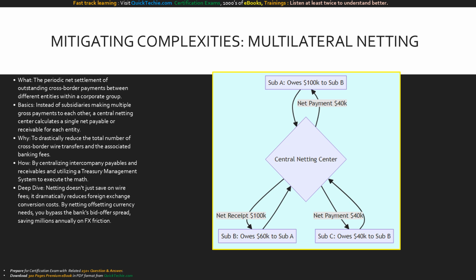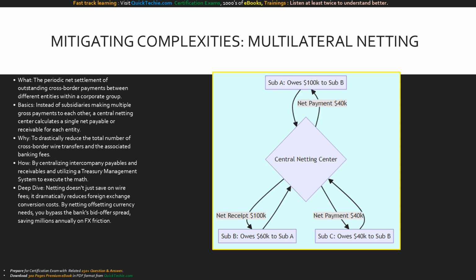For our deep dive, let's look beyond just wire fees. Netting is a massive foreign exchange cost saver. If subsidiary A owes euros and subsidiary B is receiving euros, the netting center mathematically offsets these positions. You no longer have to go to the bank to buy and sell those euros, meaning you completely bypass the bank's bid-offer spread, saving millions in FX friction.